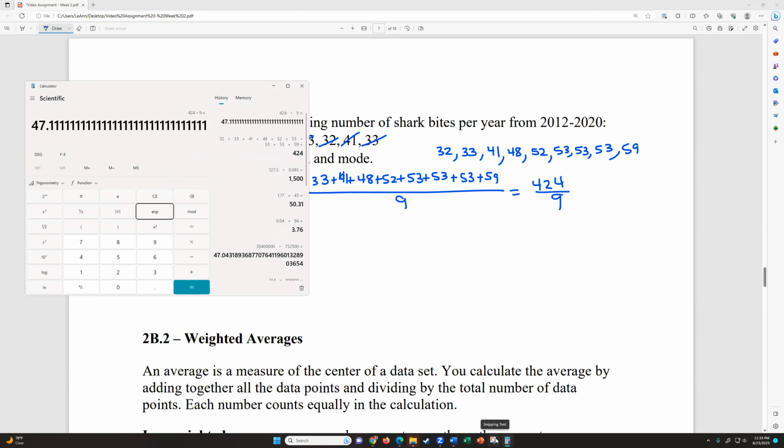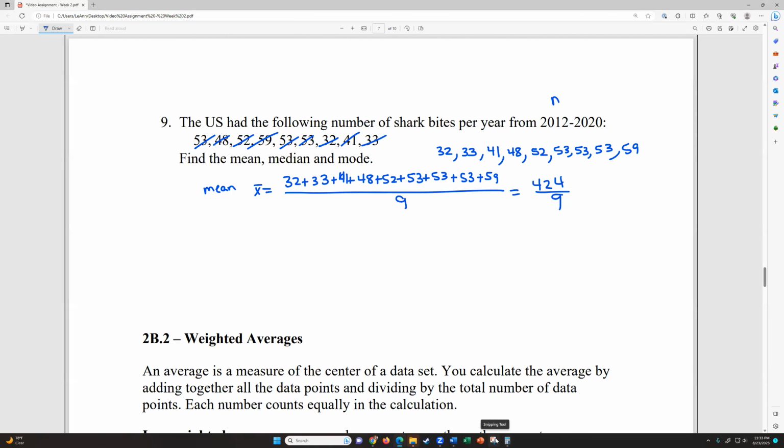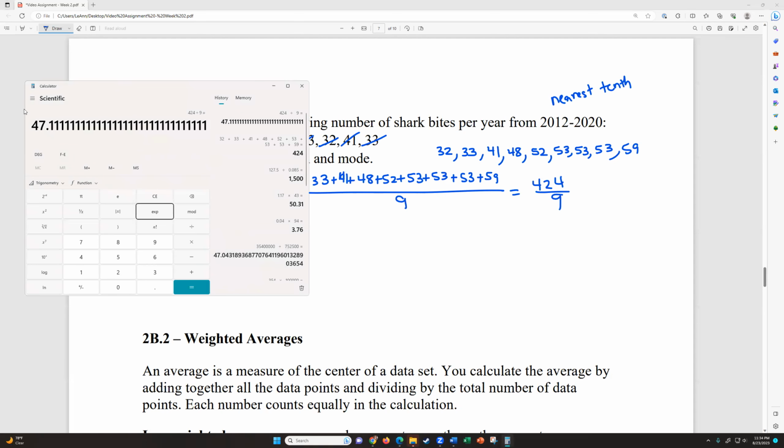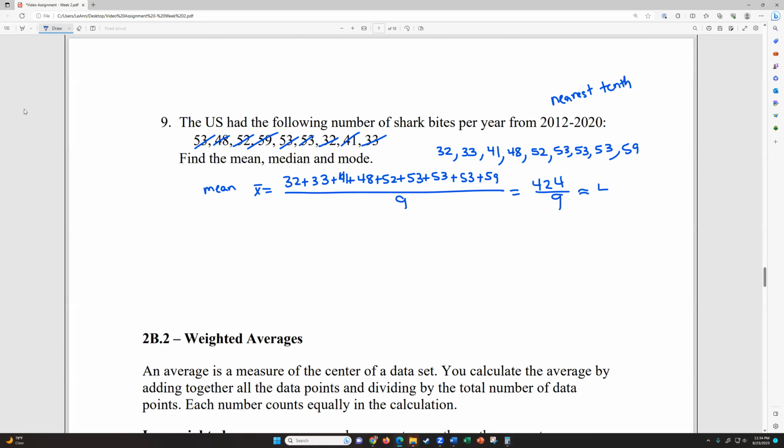And I'm going to round this. They didn't give us rounding directions, so I'm going to round to the nearest 10th, because this one actually is a repeating decimal. So we could write the repeating bar, but most of the time there will be rounding directions. So 47.1. So that's my mean.